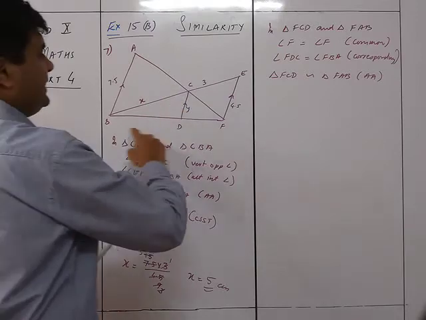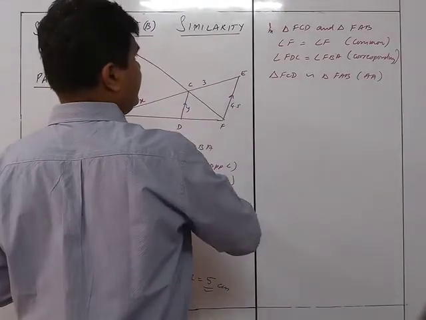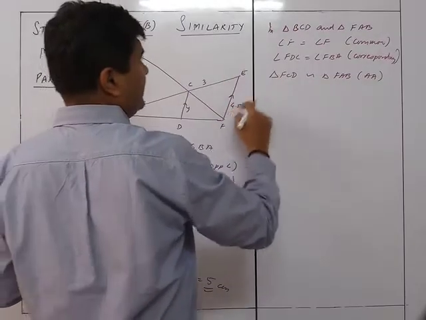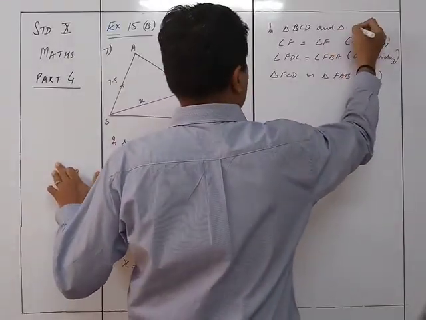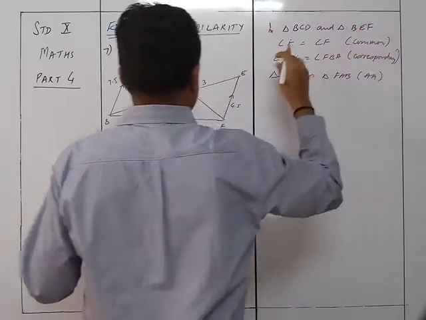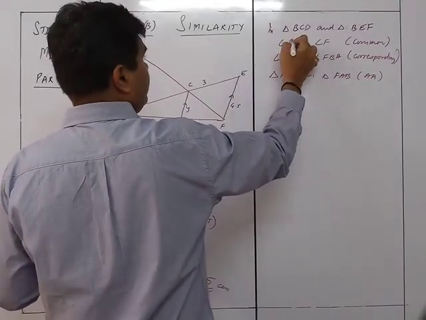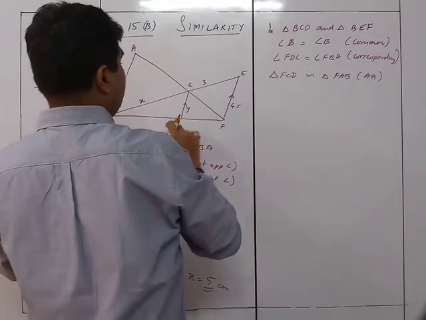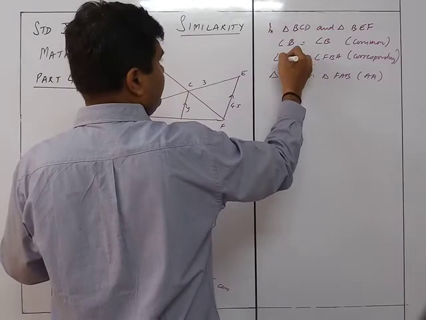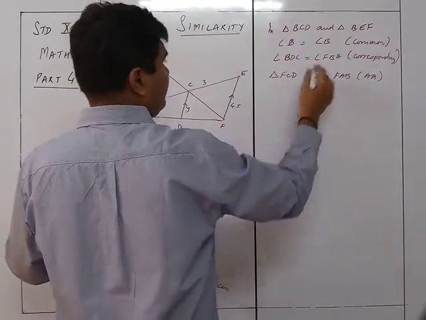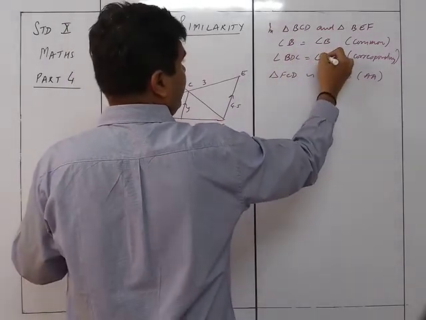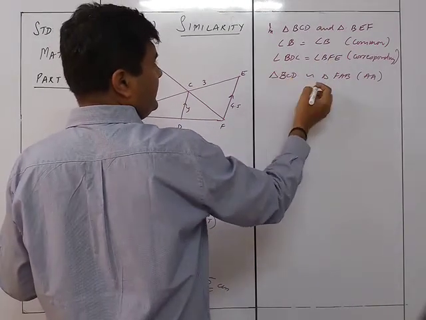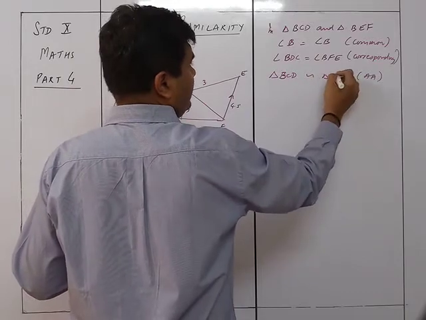It is BCD and BFE. So it is BCD and BEF. Angle B is equal to angle B, and angle BDC is equal to angle BFE, corresponding. So that's why triangle BCD is similar to triangle BEF.